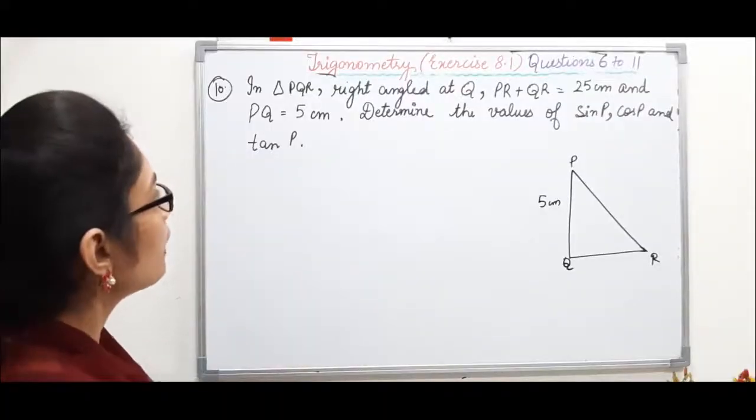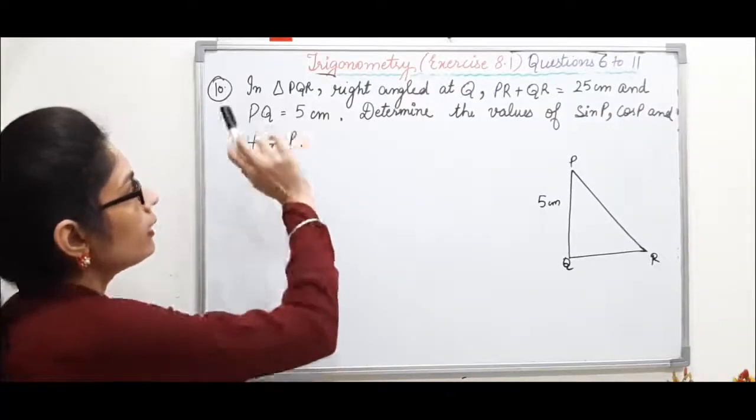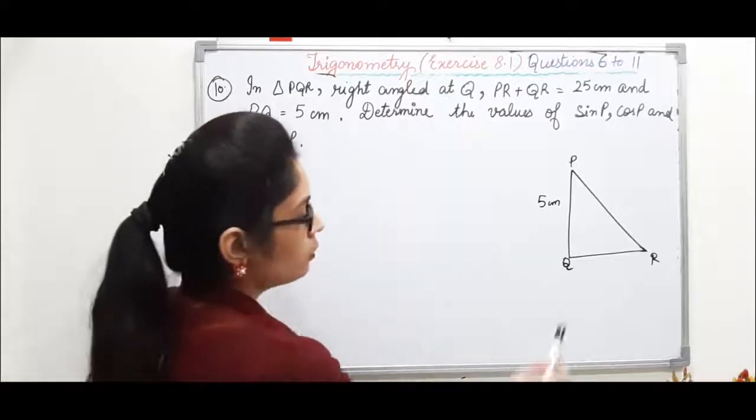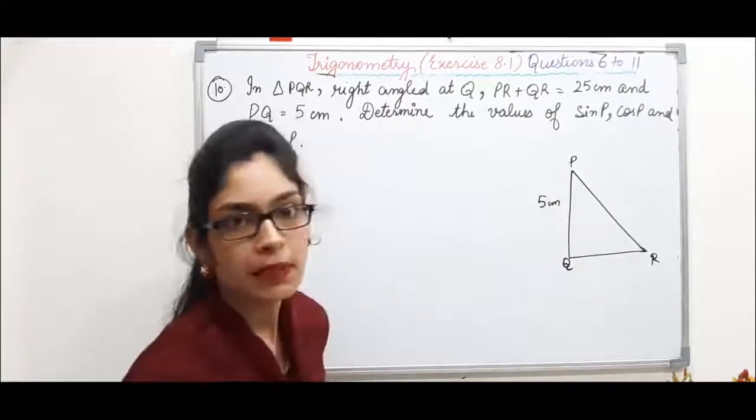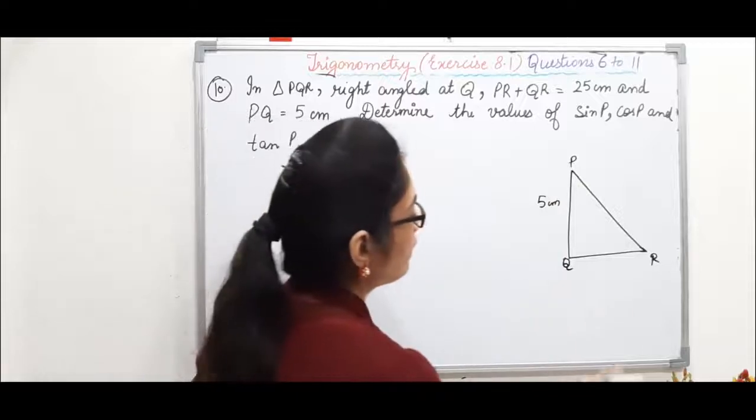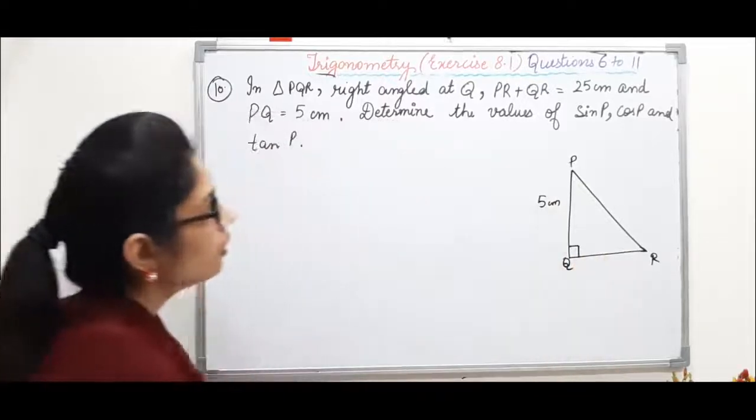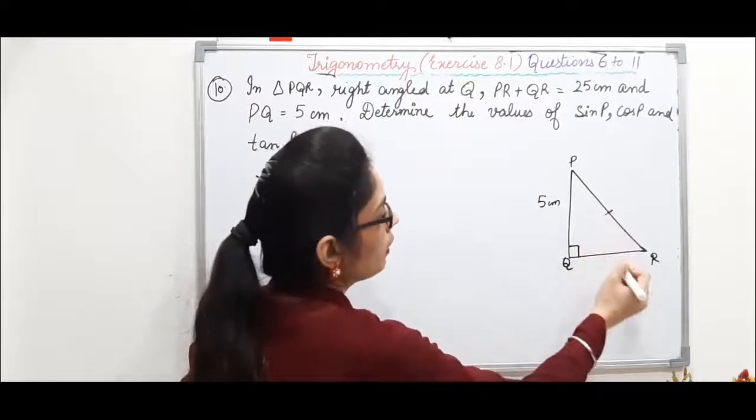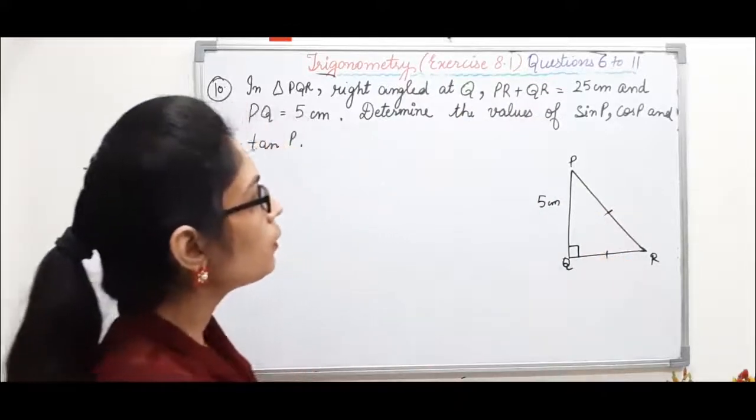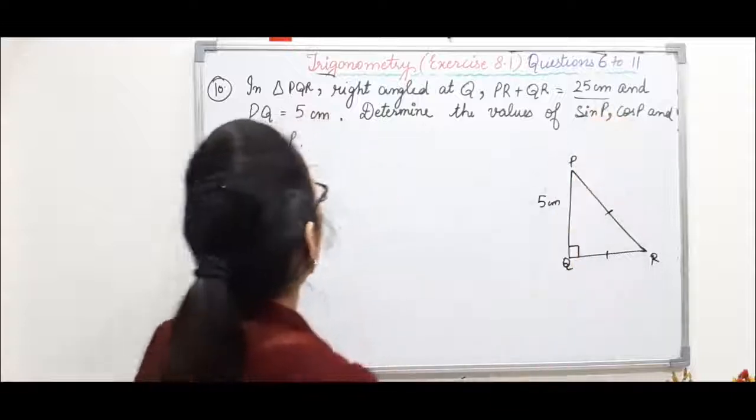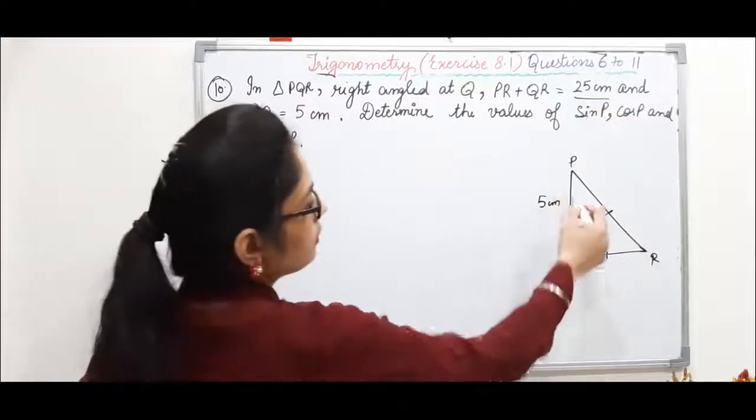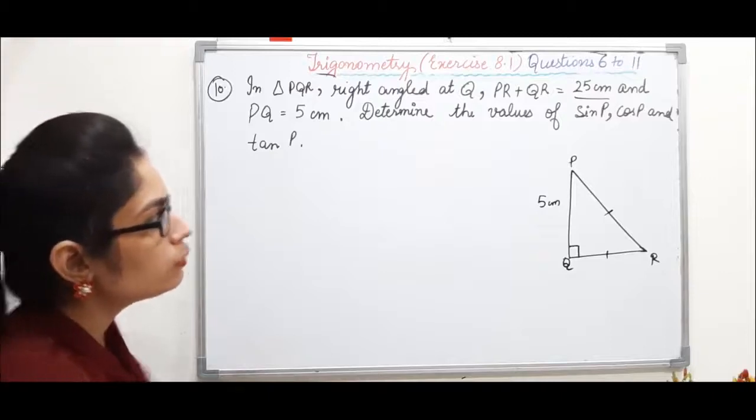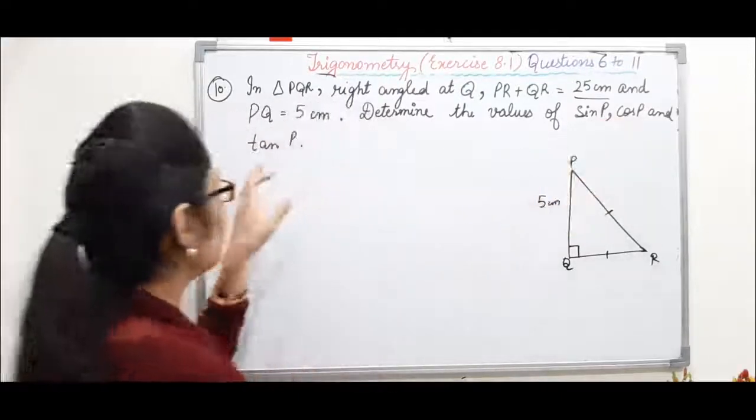In question number 10, it's given, in triangle PQR, right angled at Q. Here I have already drawn triangle PQR, which is right angled at Q. It's given that PR plus QR is 25, where this is PR and this is QR, and PQ, this side, is equal to 5 centimeters. We have to find the values of sin P, cos P and tan P.